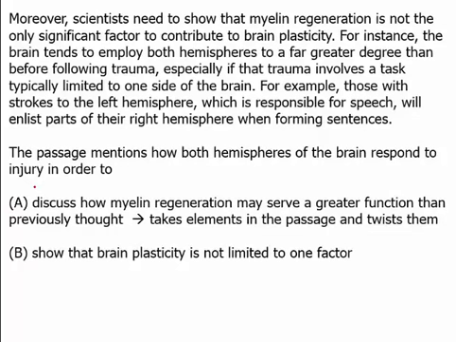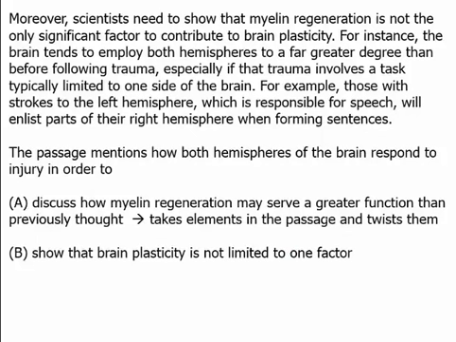Next we have B. Show that brain plasticity is not limited to one factor. Again, going back to the first sentence, it says that myelin regeneration may not be the only factor to brain plasticity. There could be something else, such as brain hemispheres. Therefore, that's the additional factor.